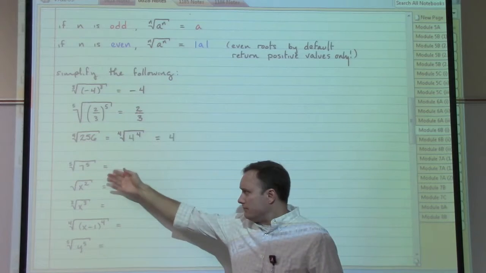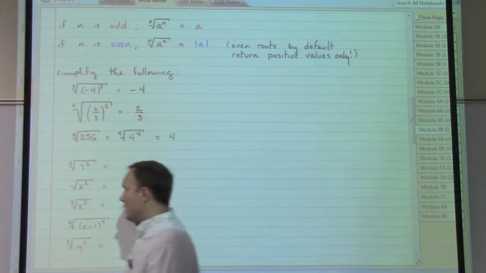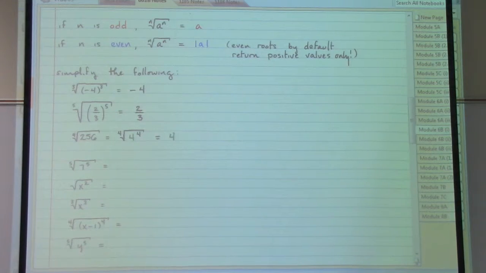And then, moving on, another problem where we have an odd root and the number out in front matches the power underneath, so this would automatically unlock.